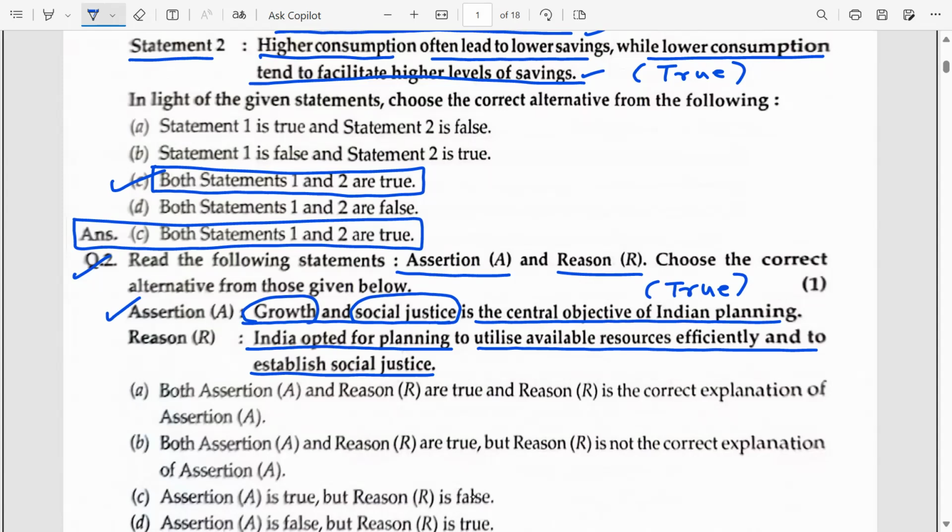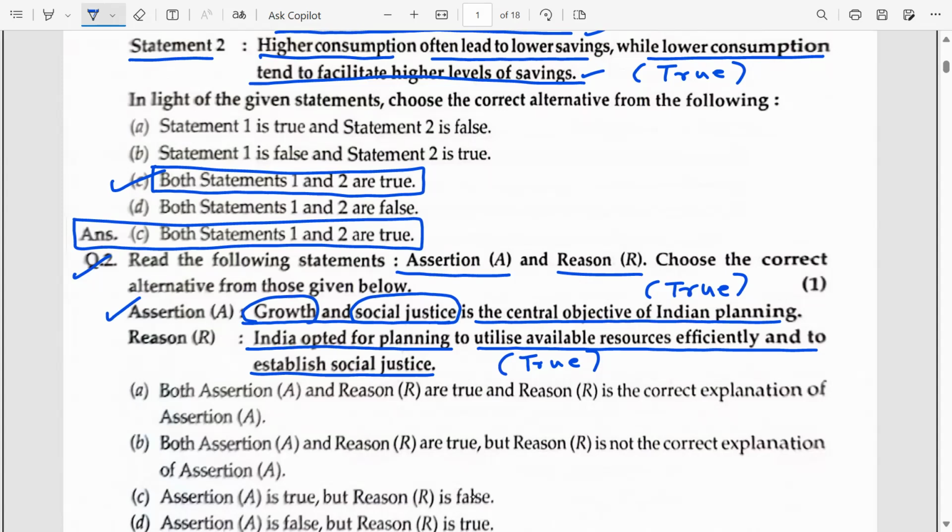Reason: India opted for planning to utilize available resources efficiently and to establish social justice. This is also true. One of the reasons why India opted for the 5-year plans was to utilize the resources more judiciously and also more efficiently with the least cost, employing resources with the least cost and achieving social justice. But if you look at the reason, this is not the explanation of the assertion.